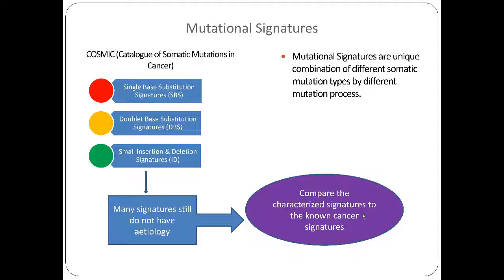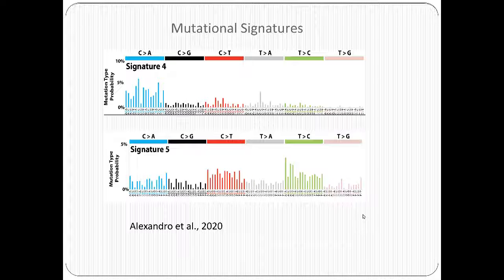What we do is compare these characterized signatures to the known cancer signatures. The database of these different types of somatic mutations that form a mutational signature is COSMIC, which is the catalog of somatic mutations in cancer. This is an example of a mutational signature, signature 4 and signature 5. In this figure, the pyrimidine of the Watson and Crick base pair is considered, and only six different single base substitutions, C to A, C to G, C to T, T to A, T to C, and T to G, are considered.